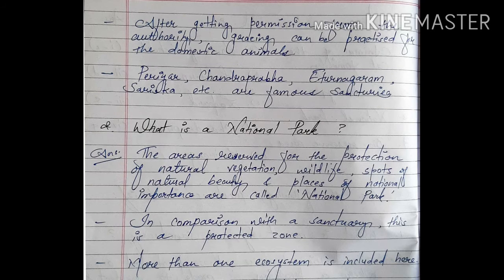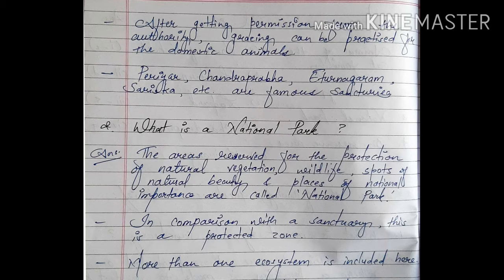After getting permission from the authority, grazing can be prescribed for the domestic animals. Periyar, Chandraprabha, Iturnagaram, Sariska, etc. are famous sanctuaries. Second question is, what is national park? The area reserved for the protection of natural vegetation, wildlife, spots of natural beauty and places of national importance are called national parks. In comparison with a sanctuary, this is a protected zone.